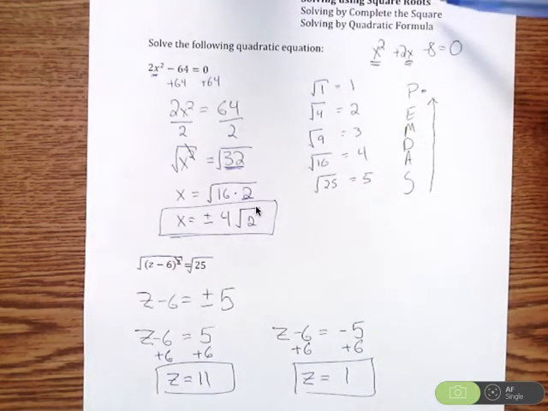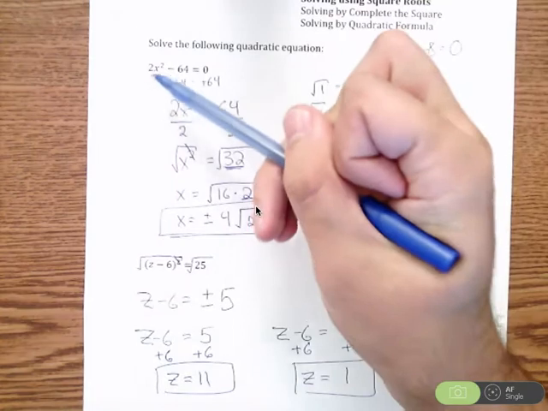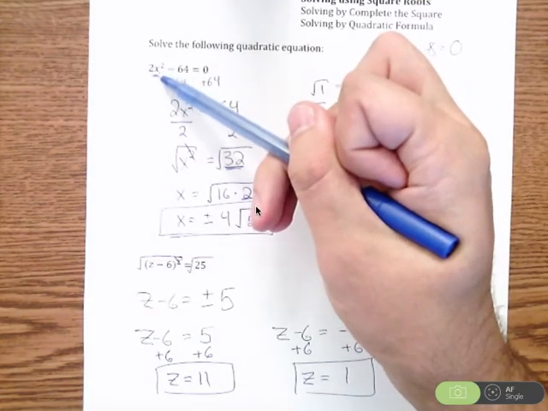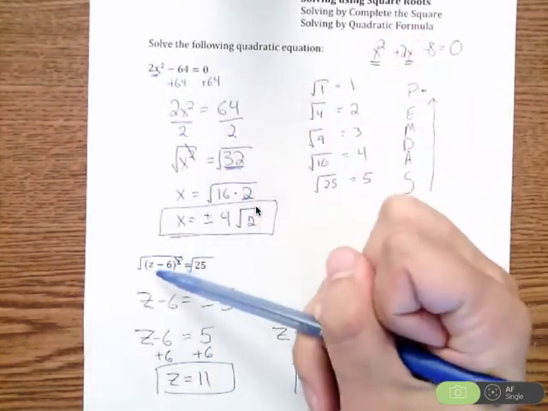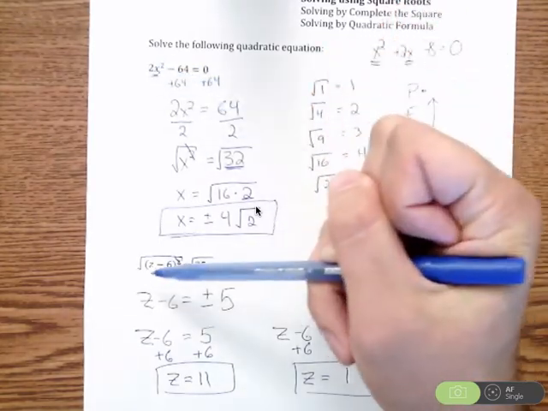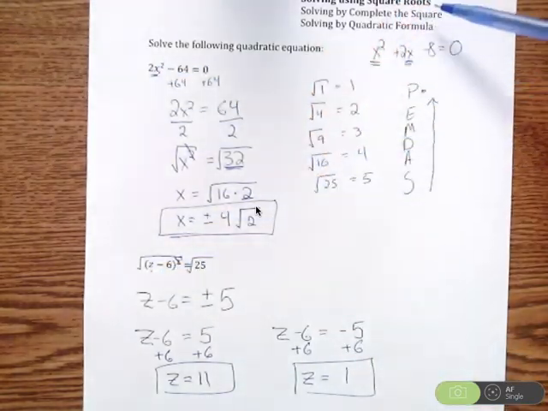Quick review: why we're solving by square roots is because I see x show up only once in our equations down here, and z, so our variable is only showing up once. That usually is a hint to me that I can solve by square roots.